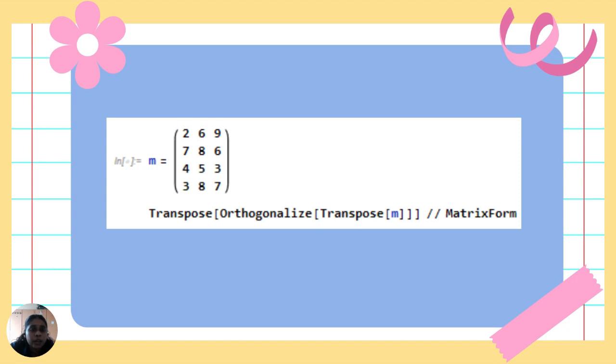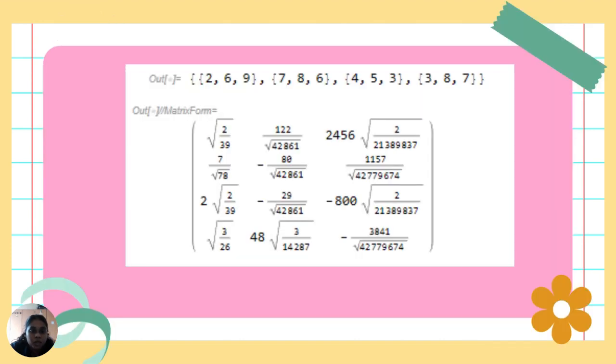Now we insert again the matrix A, which is given in the question. Once again, we address matrix A as matrix M, and then the command we use is Transpose[Orthogonalize[Transpose[M]]] to get the output in matrix form. Finally, we will get four sets of numbers as output, which are 2, 6, 9, 7, 8, 6, 4, 5, 3, and 3, 8, 7.